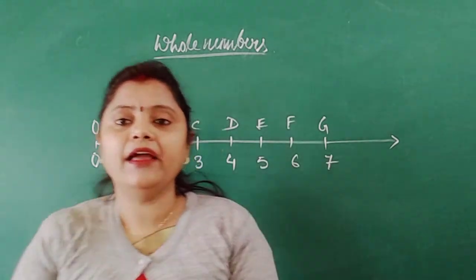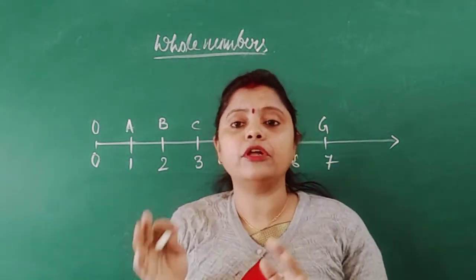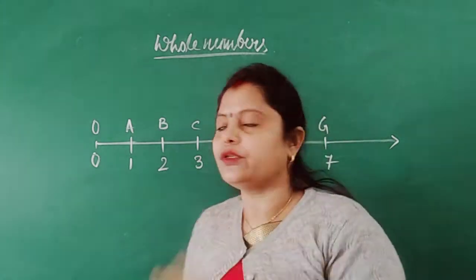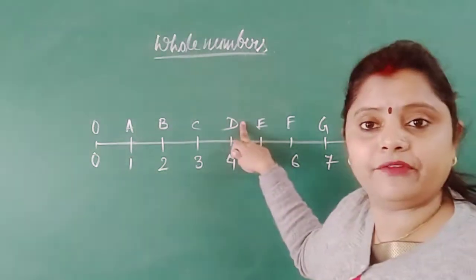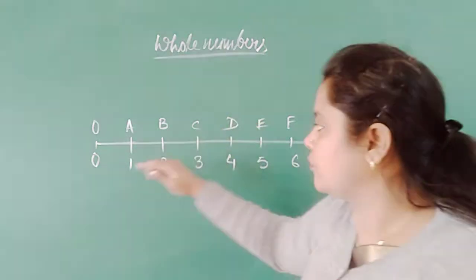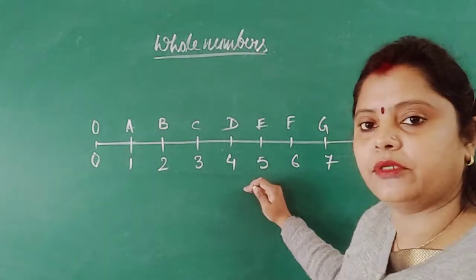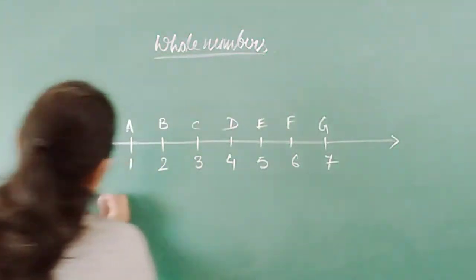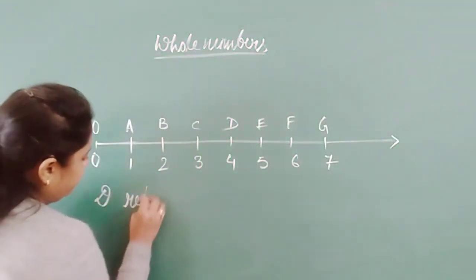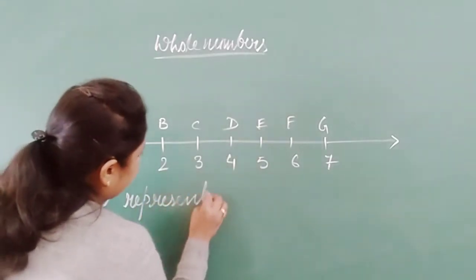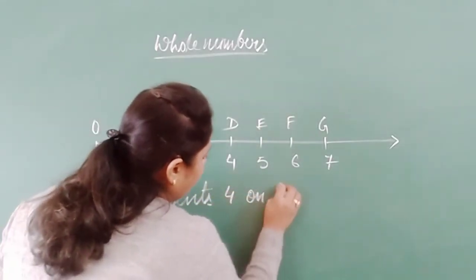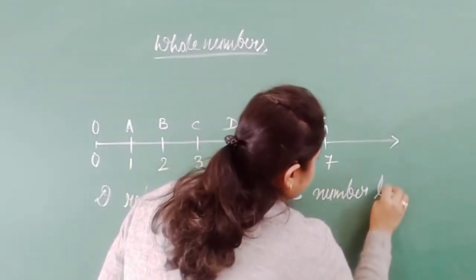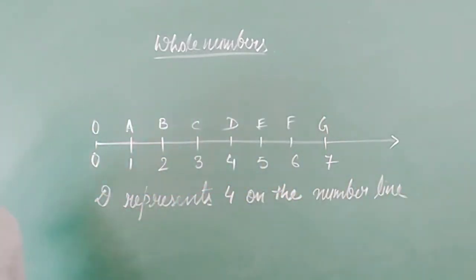Now why have I written these letters? Because if the question comes that represent 4 on the number line, you see here, just above 4, I have written the letter D. So what will you do? You will draw the number line, write the numbers and give the names also. And what will you write in the answer? D represents 4 on the number line. So this is the work we have to do.